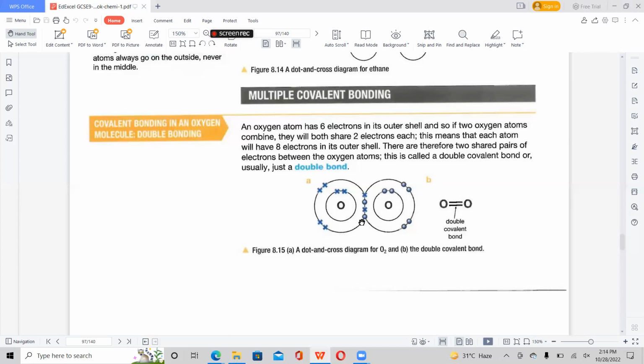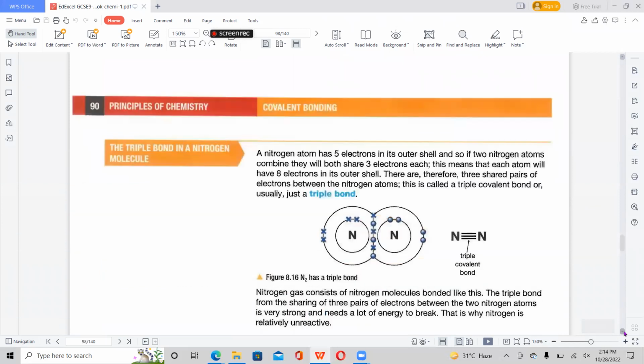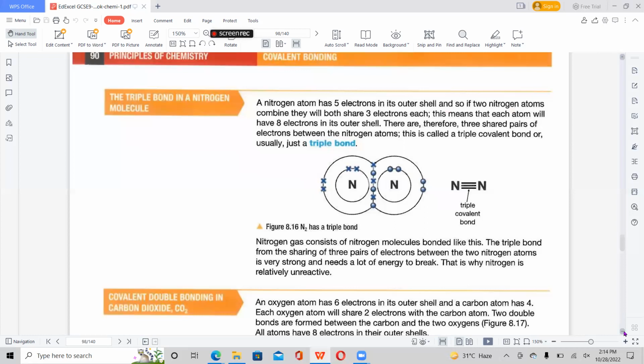Both of them were deficient in two electrons in their outermost shell. Now they shared two electrons with each other, and both of them attained stability. So this is called a double covalent bond. Next would be nitrogen. First, the single covalent bond that we covered in the alkane, ethane. Secondly, we just learned the double covalent bond that was covered in oxygen.